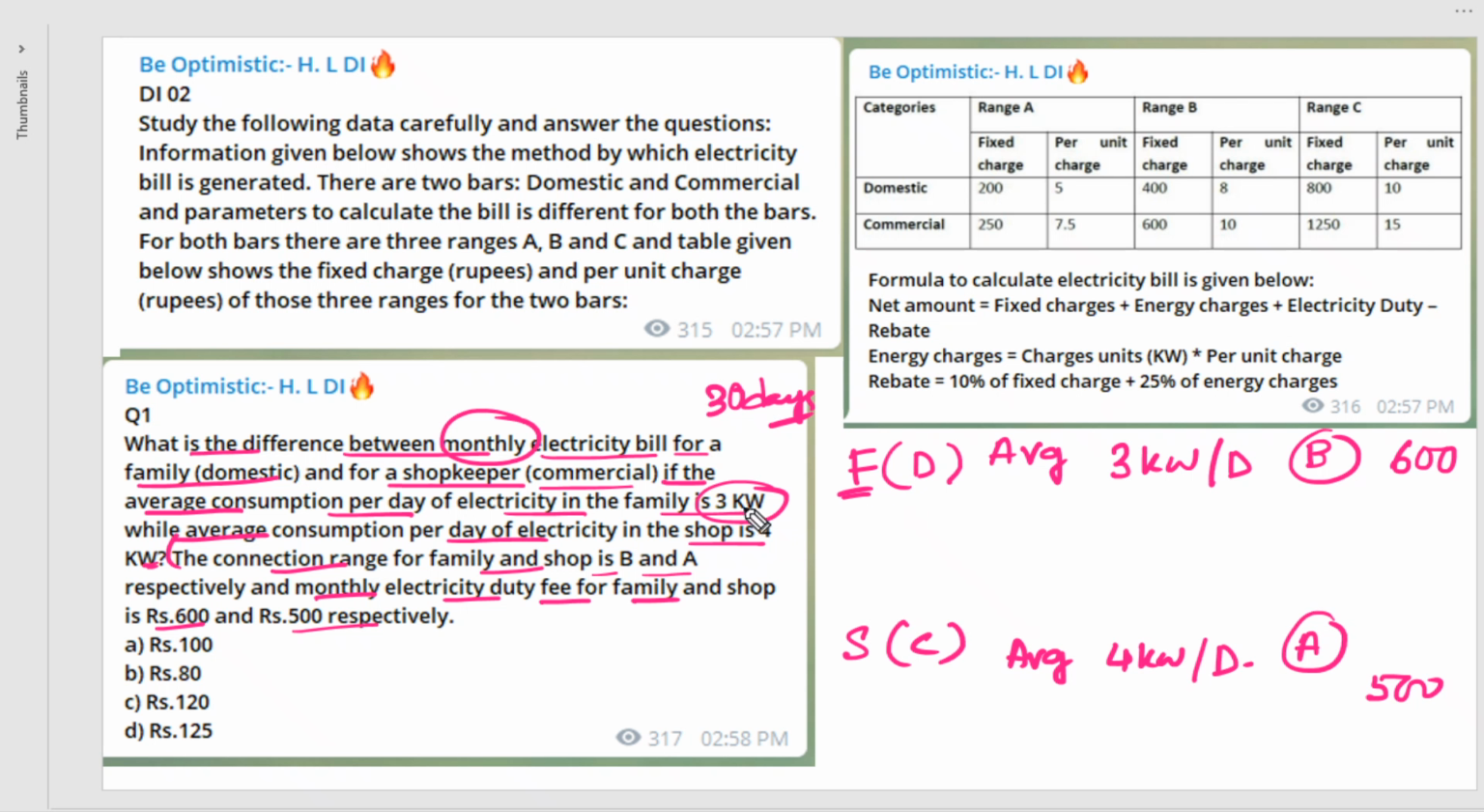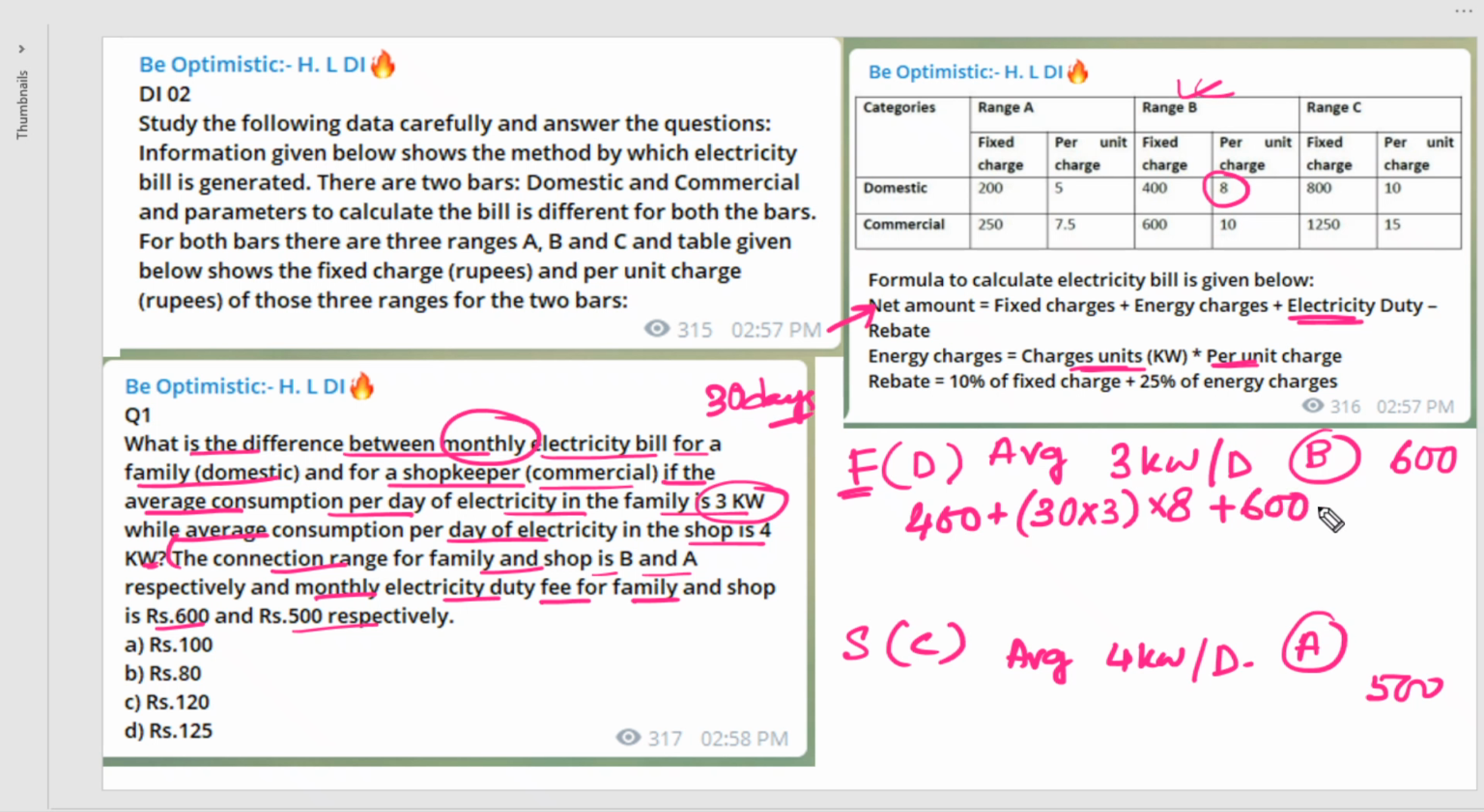So for the family, the range is B and this is domestic, so we have to take this value. The fixed charge for the family is 400. Okay, so you have to calculate the net amount. This is 400, that is the fixed charge, plus your energy charge. What will be the energy charge? Per day consumption is 3 kilowatt, so in 30 days they consume 30 into 3 kilowatt, right? This is the charged units. Now you have to multiply it with the per unit charge. The per unit charge in range B is 8. So multiply with 8, plus your electricity duty. The electricity duty here is 600.